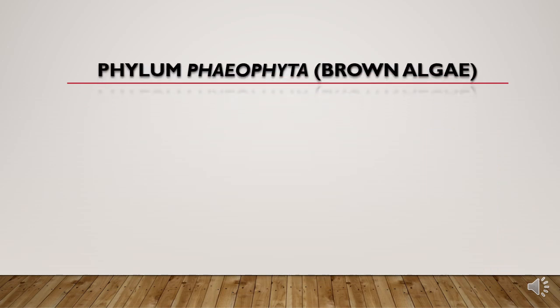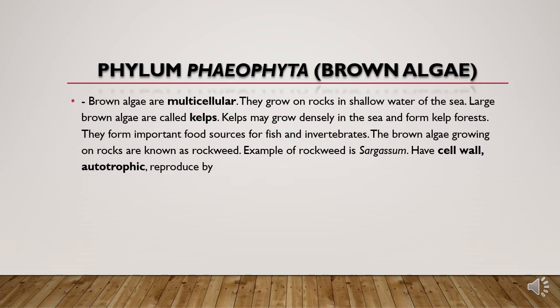We also have another phylum, which is Phaeophyta, known as brown algae. Brown algae are multicellular, mostly in shallow water seas. These large brown algae are called kelps. Kelps may grow densely in the seas, form kelp forests, and they form important food sources of fish and some invertebrates. The brown algae growing on rocks are known as rockweed. For example, rockweed is sargassum.